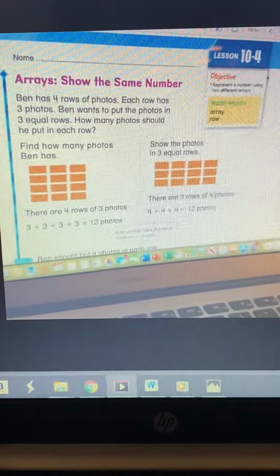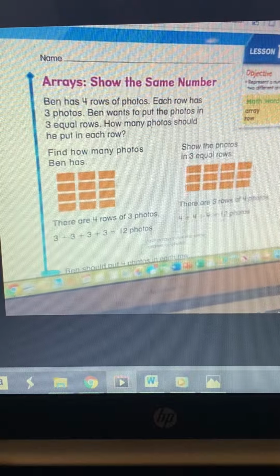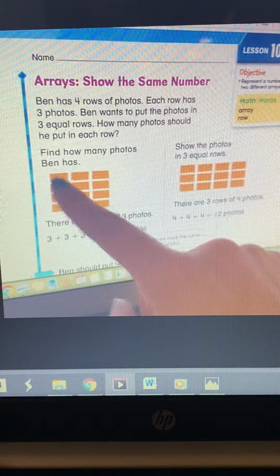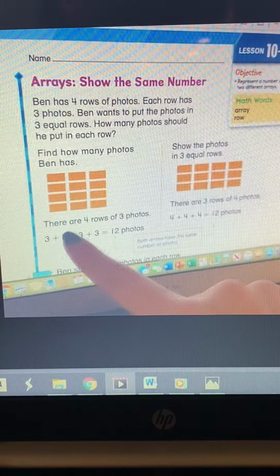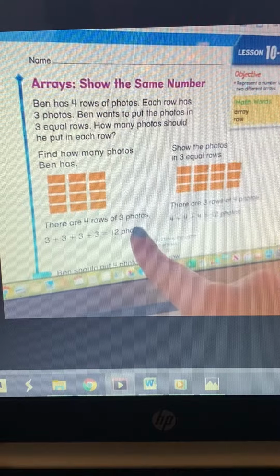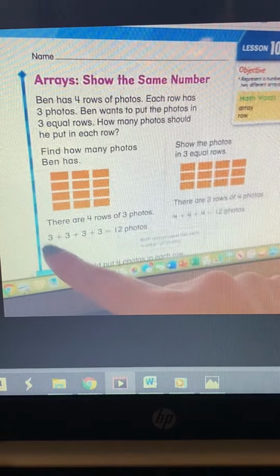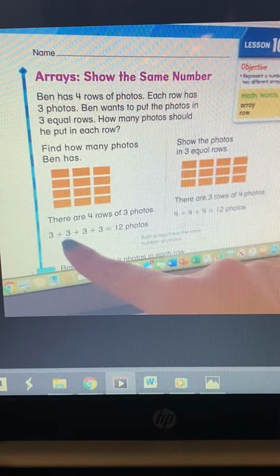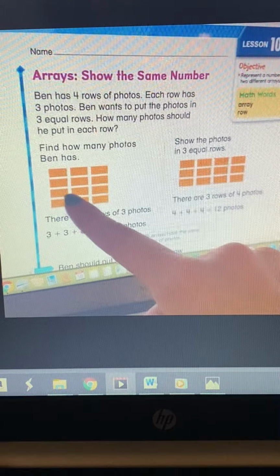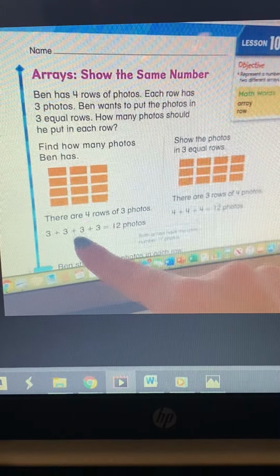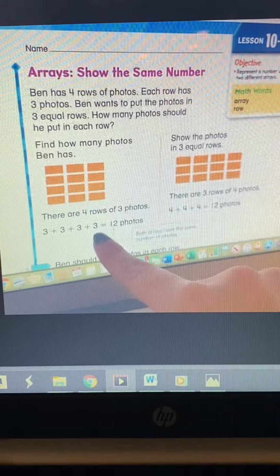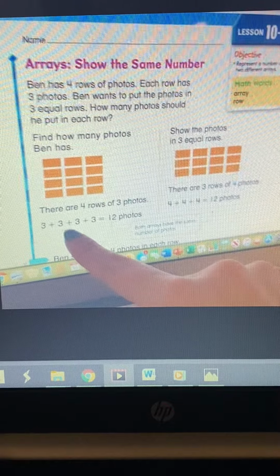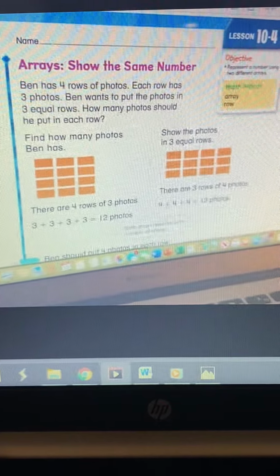So now it says to find how many photos Ben has. If I count the rows, I have 1, 2, 3, 4 rows. 4 rows of 1, 2, 3 photos. There are 4 rows of 3 photos. So if I add each row, I would get 3 plus 3 plus 3 plus 3. So then I am adding the 4 rows of 3 photos. So 3 plus 3 plus 3 plus 3 equals 12 photos.